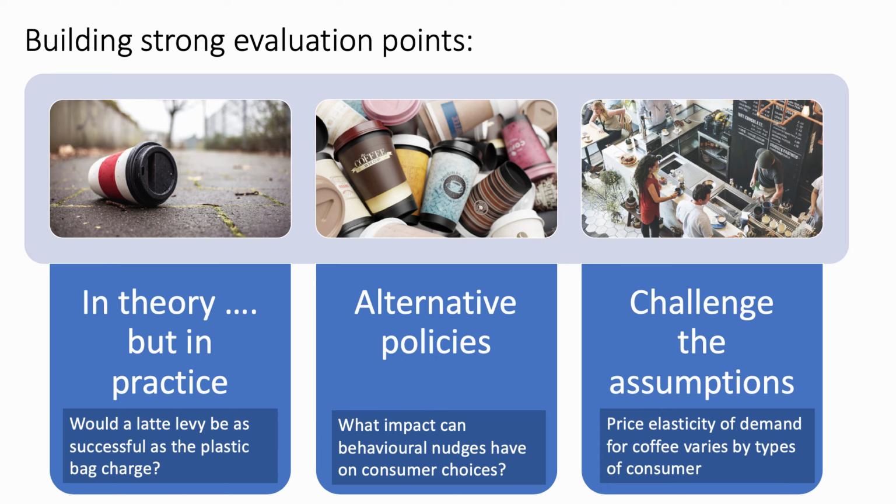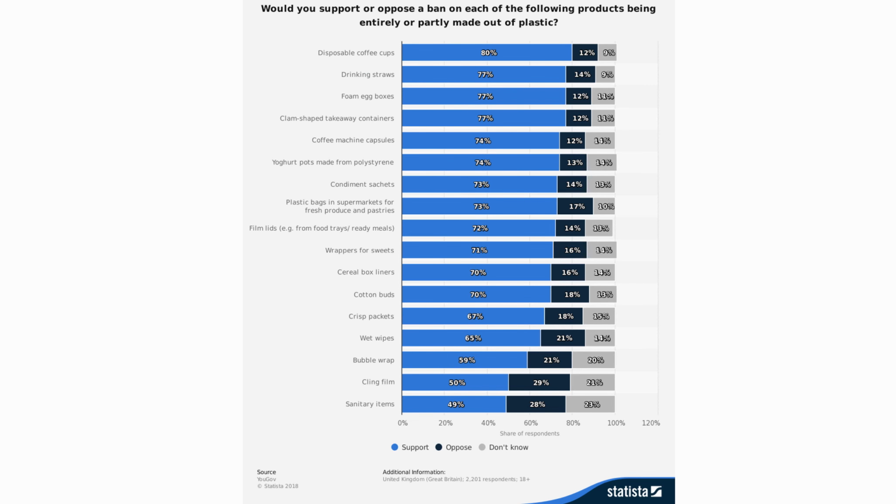The PED for coffee will indeed vary by types of consumer in different parts of the country. Don't assume that the elasticity is a given as part of your analysis. Whenever you challenge the assumptions, that is good evaluation. A lot of people, survey evidence suggests, now support a ban on certain things. So this is the percentage of people in the UK in 2018, for example, opposing a ban on disposable coffee cups and foam egg boxes, cotton buds and wet wipes. So there's quite strong support for going further than a levy.